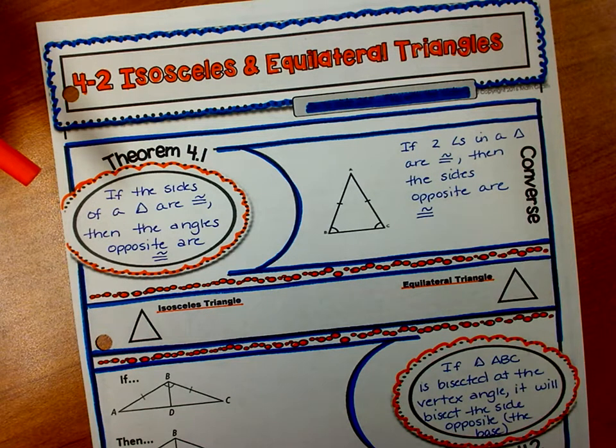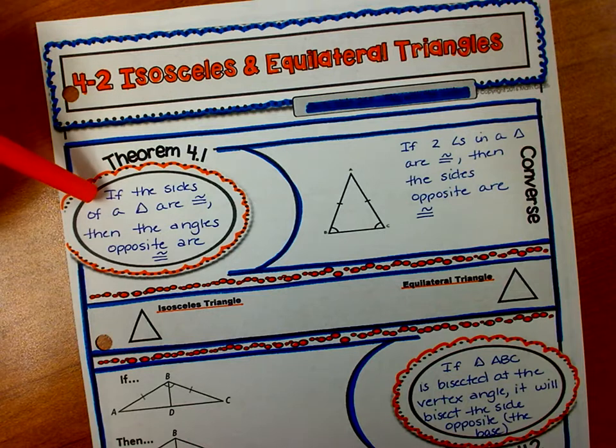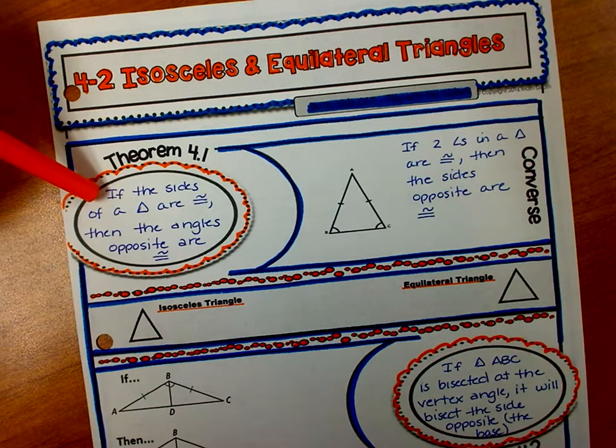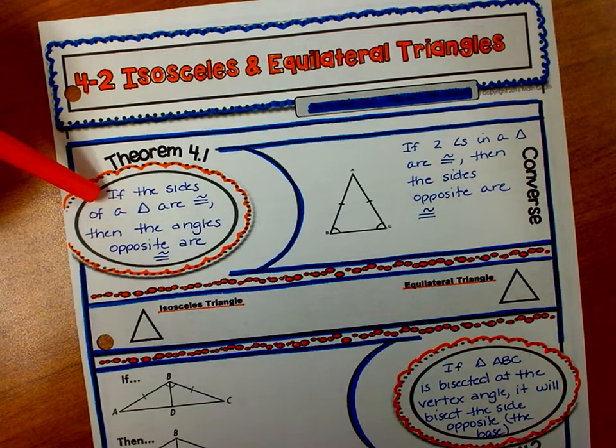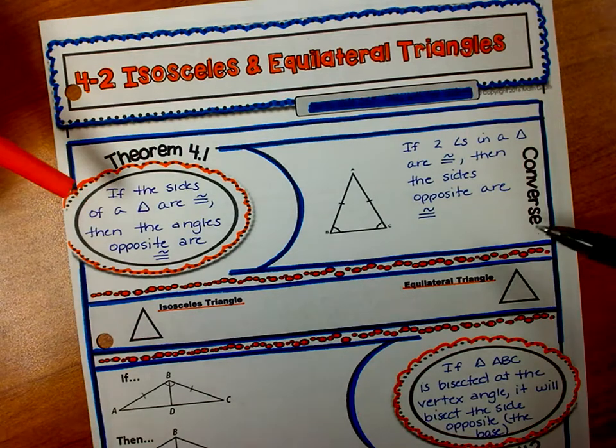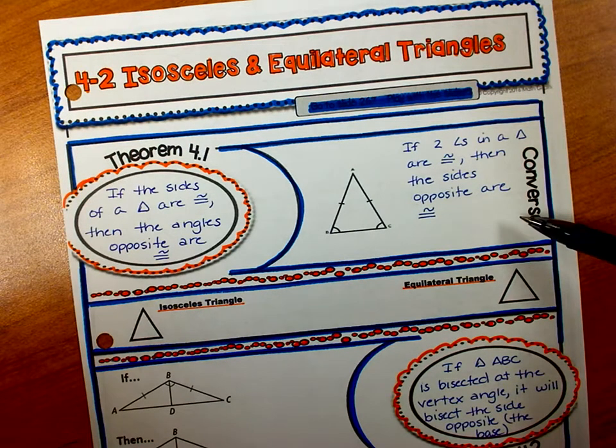Welcome to the second lesson in Chapter 4 of the Pearson video series. Lesson 4.1 discussed congruence, and Lesson 4.2 discusses congruence in the sides and angles of triangles. Theorem 4.1 says if the sides of a triangle are congruent, then the angles opposite are also congruent. The converse says if two angles in a triangle are congruent, then the sides opposite are congruent.